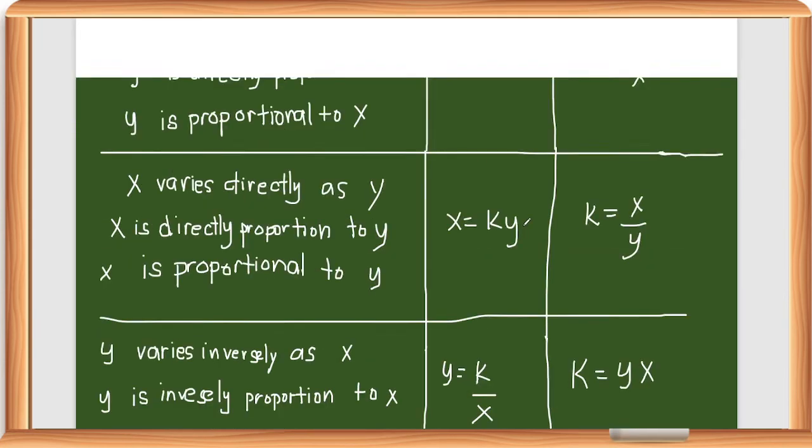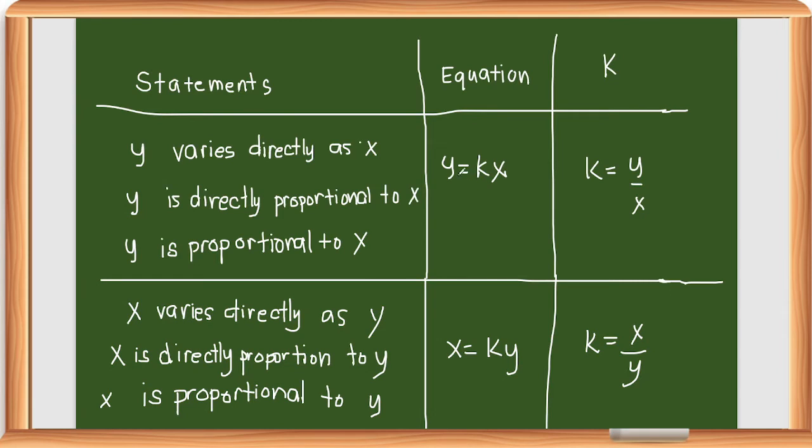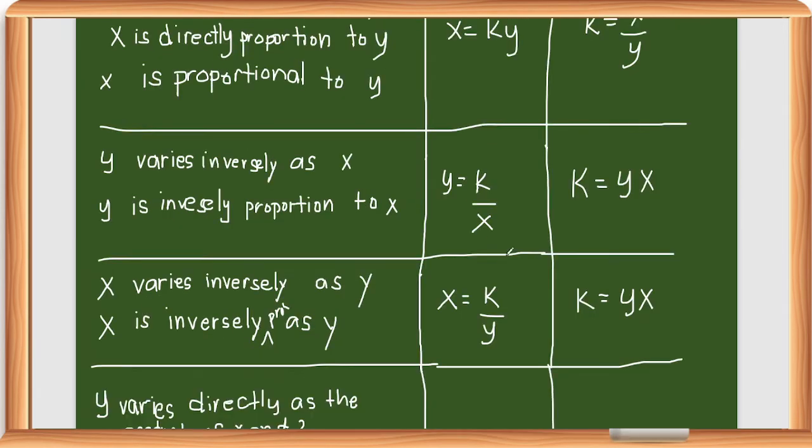Hindi katulad dito sa direct variation. If you say y varies directly as x, yung k mo is y over x. Whereas kung ang x naman varies directly to y, yung k mo is x over y. This time here, ang k mo is the same, no? Whether you're referring to y as inversely proportional to x or you're referring to x as inversely proportional to y.